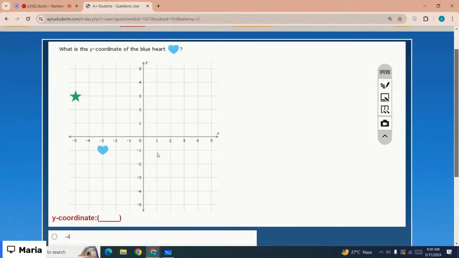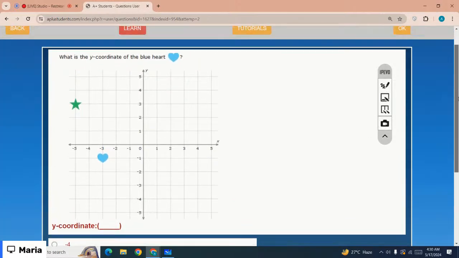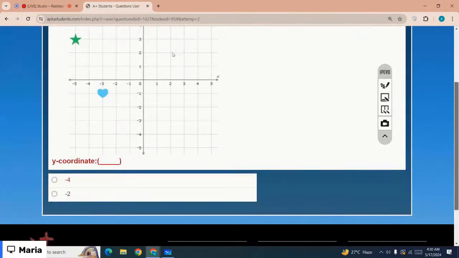So here is the blue heart, right? And here is the y coordinate, that is -1. The correct option is... The y coordinate is -1, but you're not given the correct option, right? You are given -2. The correct option is -1, right?